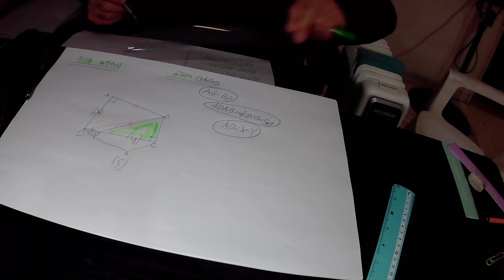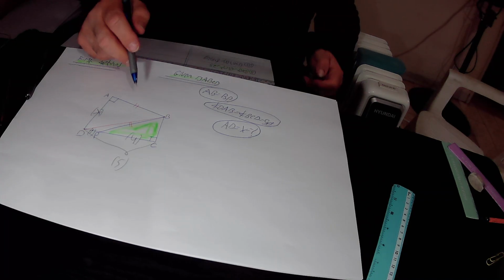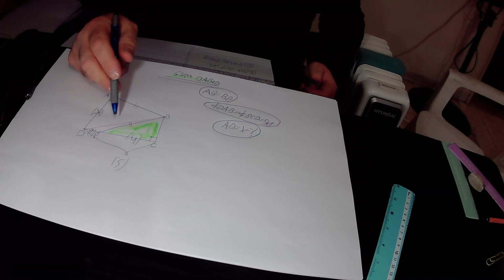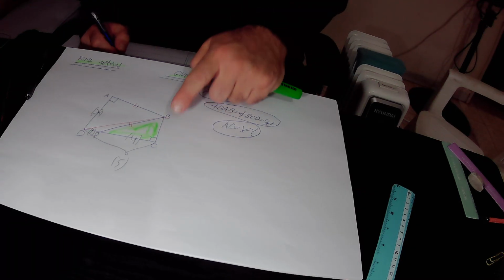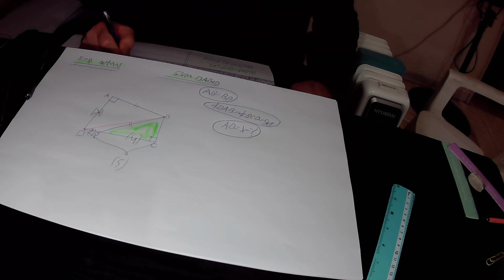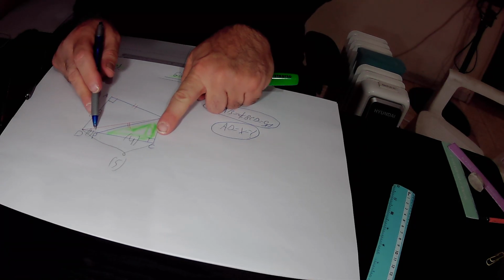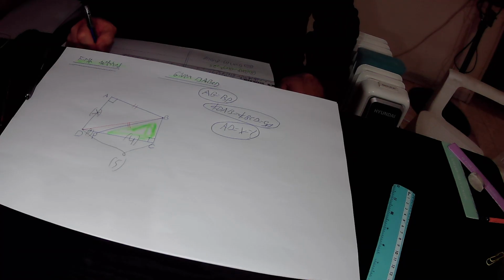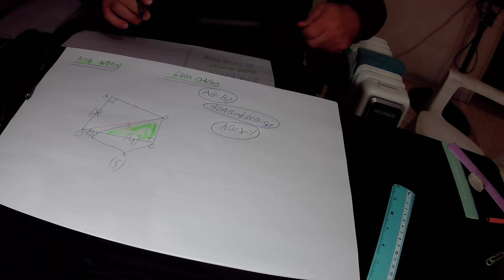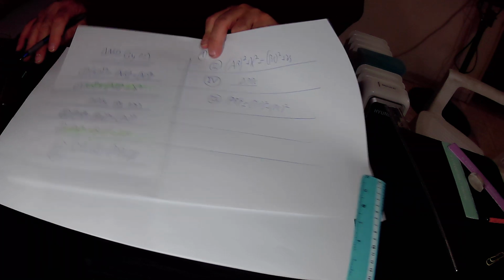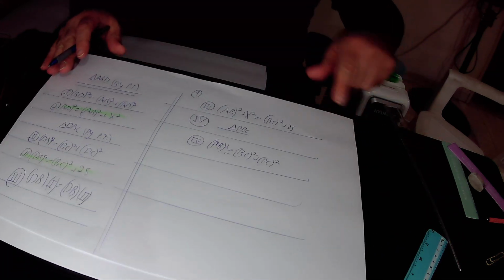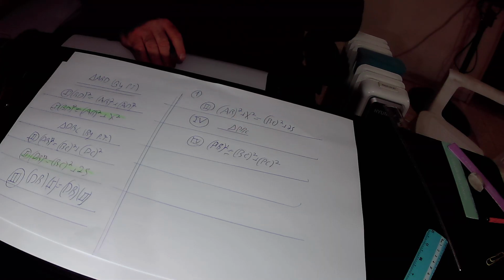Repeat again. According to the Pythagoras theorem on this green right triangle PBC, PB squared, that is the square of the hypotenuse, must be equal to BC squared plus PC squared.